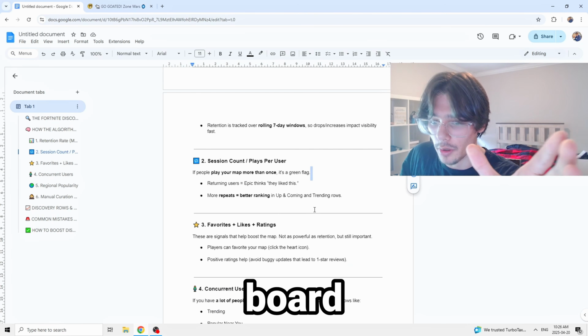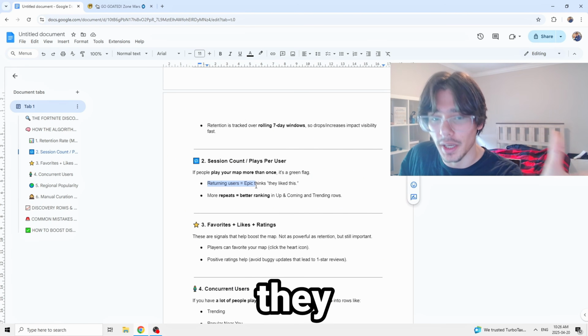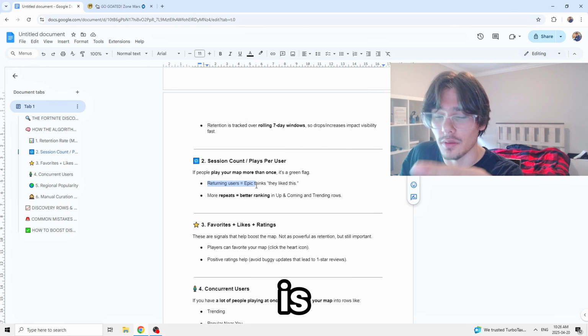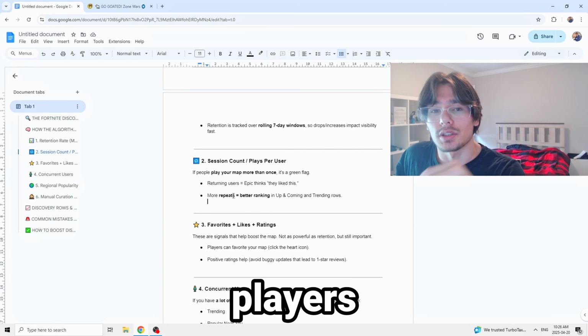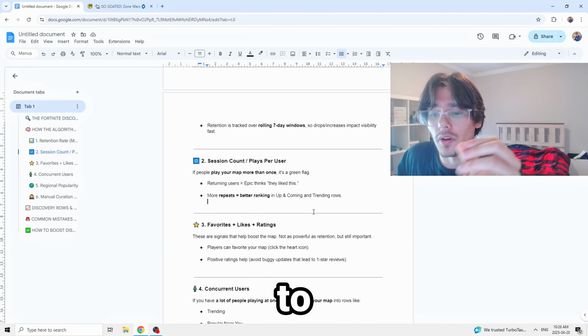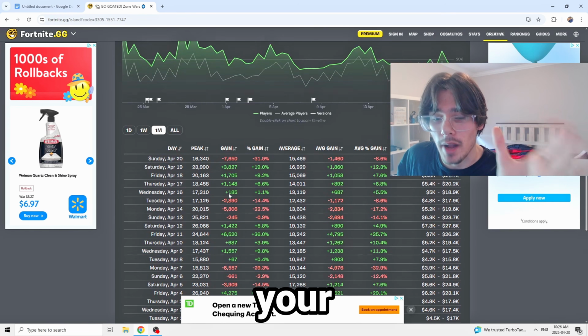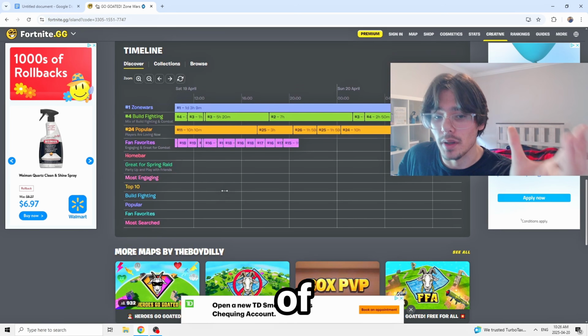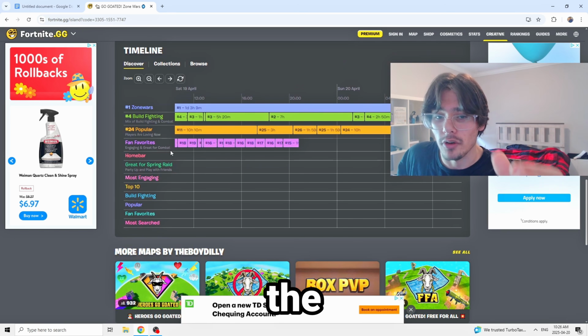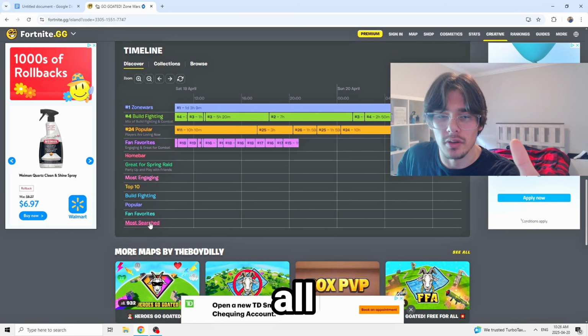So going back to the drawing board here, returning viewers. Epic thinks that they like this. That is what they want to attract. This is the type of maps that you guys need to be making. With more players repeating and coming back to your maps, you're going to expect more discovery time inside of your maps, which is why Go Goated has made over tens of millions of dollars, and they're only in the respective tabs that they need to be. They don't need to be in all of these garbage tabs, right?